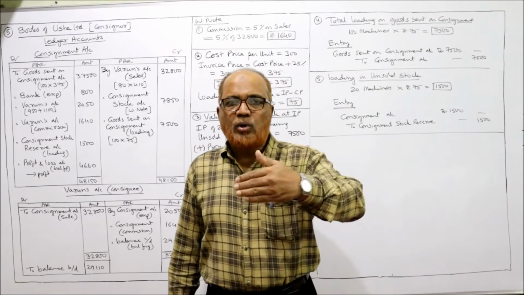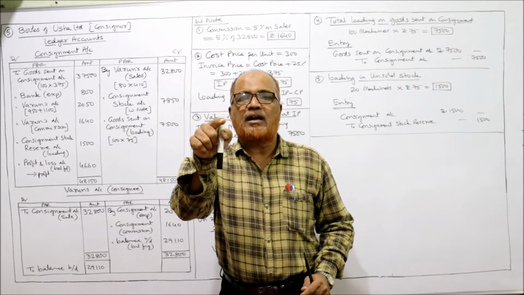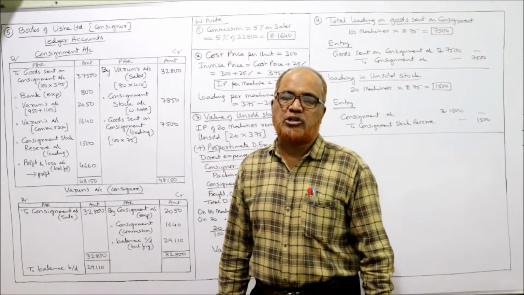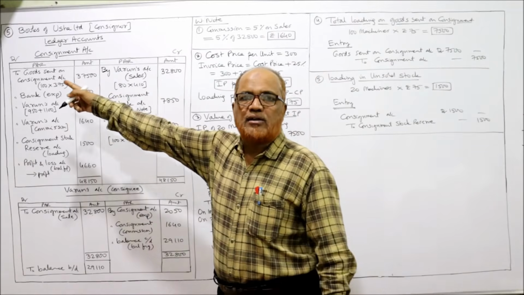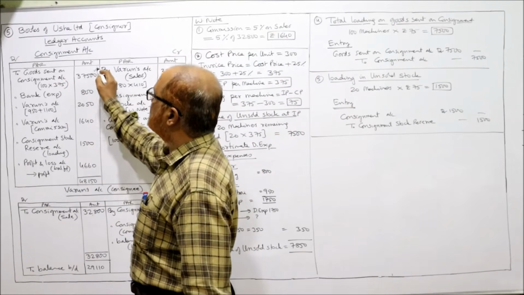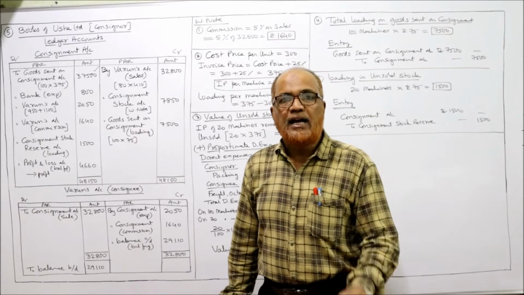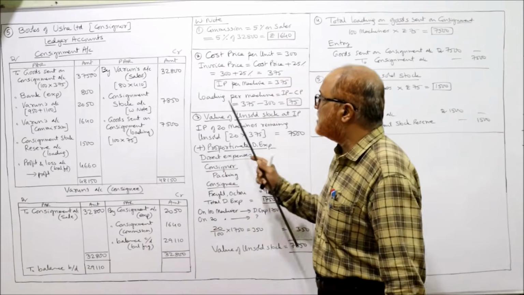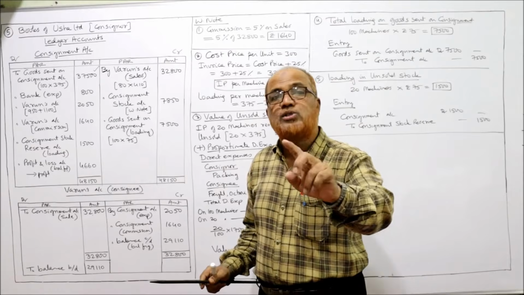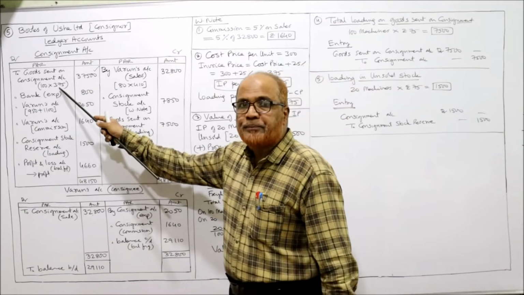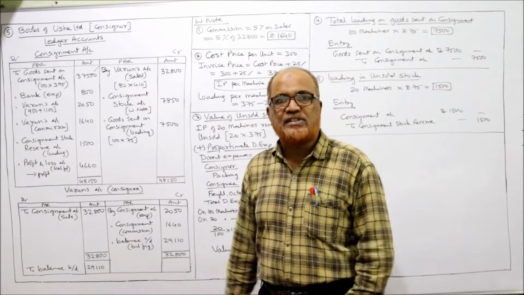First entry, when goods are sent by consignor to consignee, the entry will be consignment account debit to goods sent on consignment. So consignment debit side to goods sent on consignment 37,500. How 37,500? 100 machines are sent. Each machine invoice price is 375. Remember, he is sending the goods not at cost price. He is sending the goods at invoice price. So take IP 375. So 100 into 375, 37,500. That's it. First entry over.